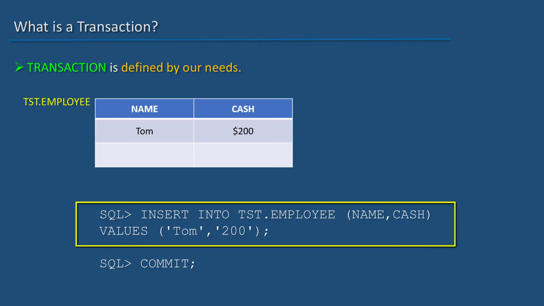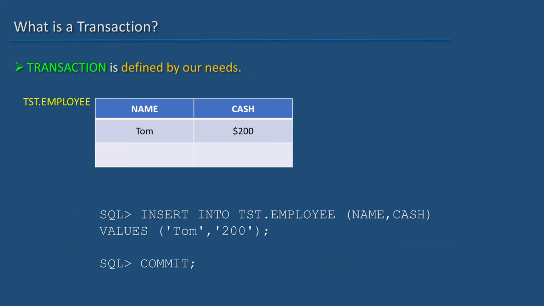Insert into employee, name, cash, values, Tom, 200. This will insert Tom into the name column and 200 into the cash column. Then I will commit it, indicating the end of this transaction. It's a simple transaction involving a single DML. That's it. End of transaction.